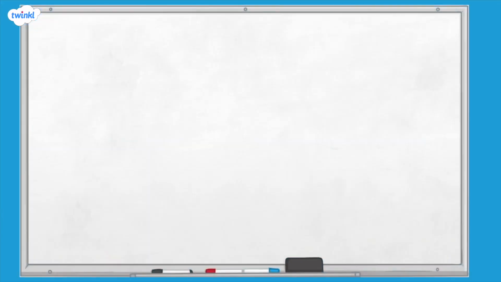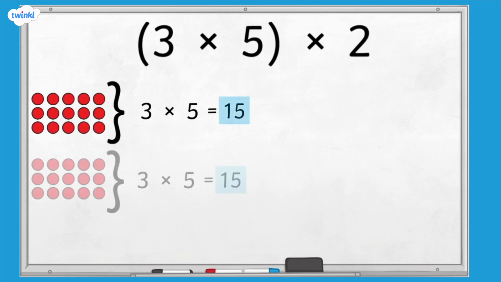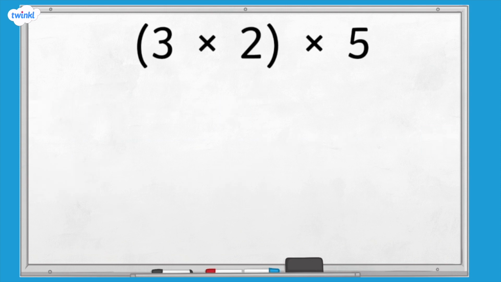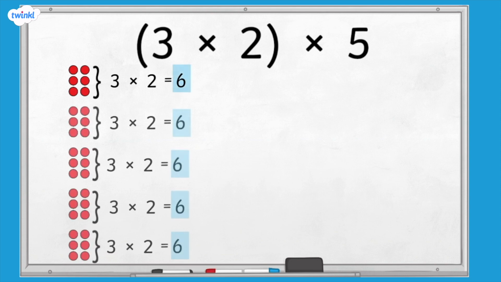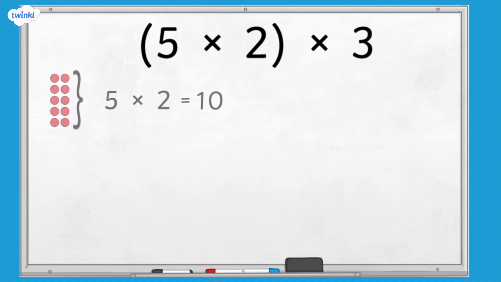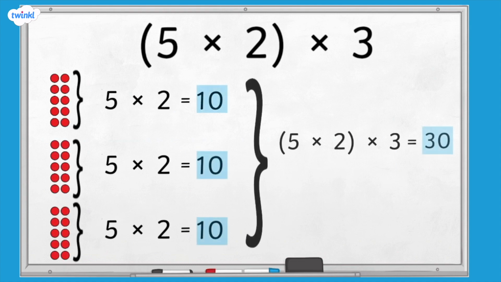Let's take a closer look at these. 3 times 5 is 15. There are 2 lots of this, so we multiply 15 by 2, which equals 30. 3 times 2 is 6. There are 5 lots of this, so we multiply 6 by 5, which equals 30. 5 times 2 is 10. There are 3 lots of this, so we multiply 10 by 3, which equals 30.